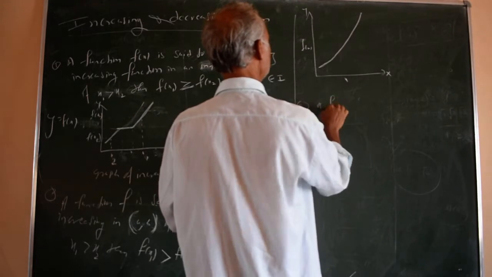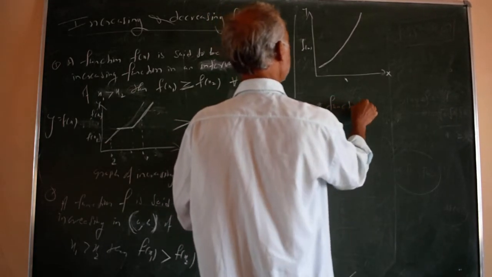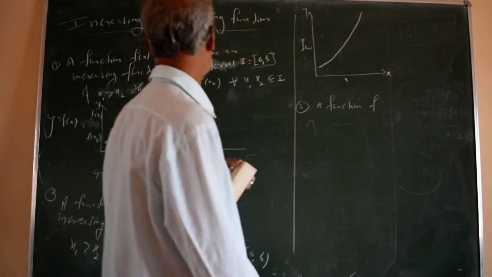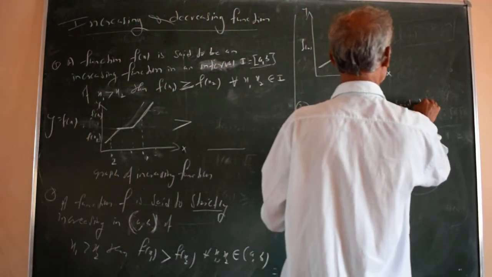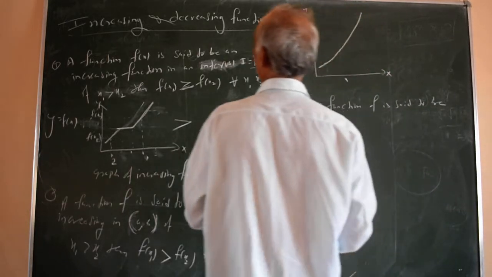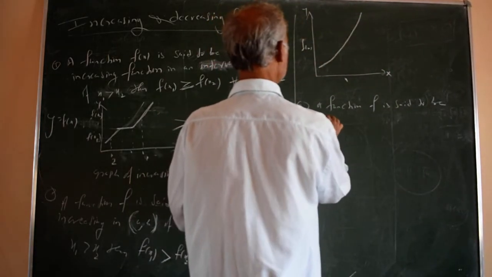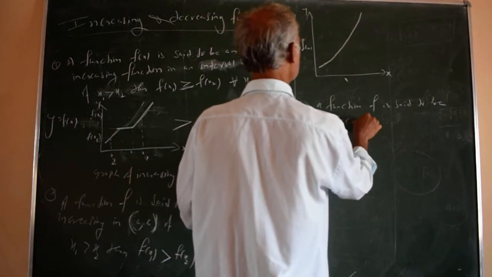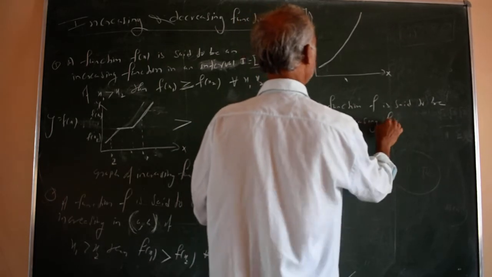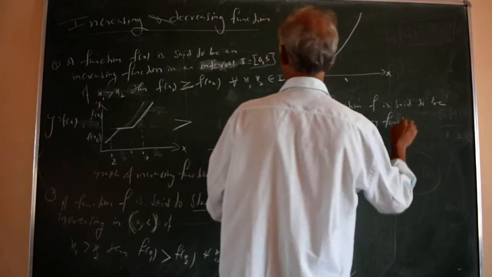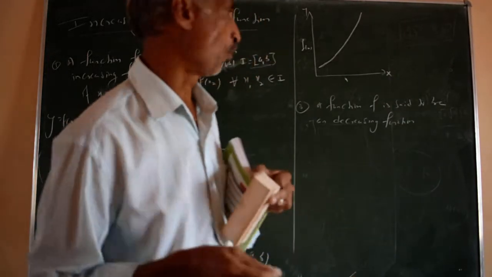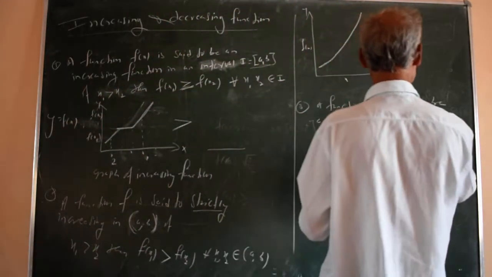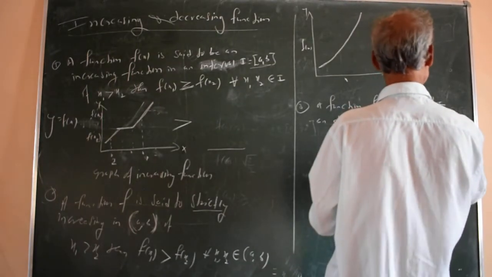A function f of x is said to be a decreasing function. When a decreasing function is there, you take the closed interval. When a strictly increasing function is there, you take the open interval. Decreasing function in the interval.